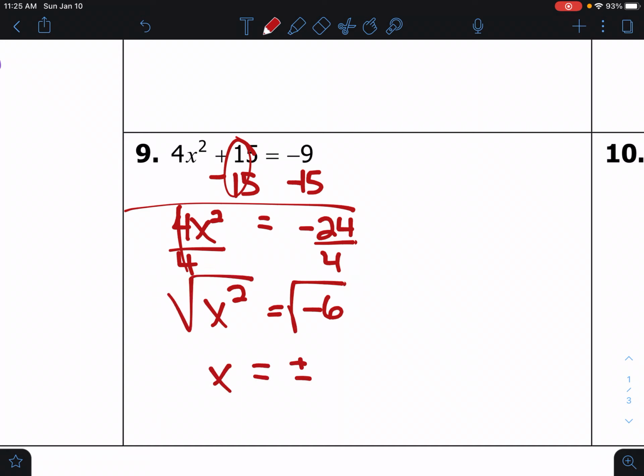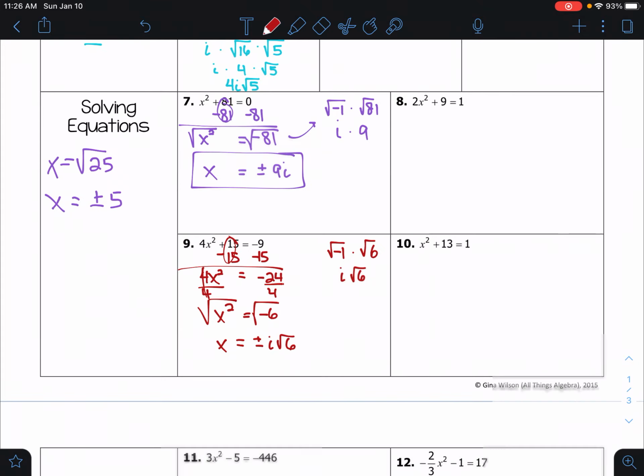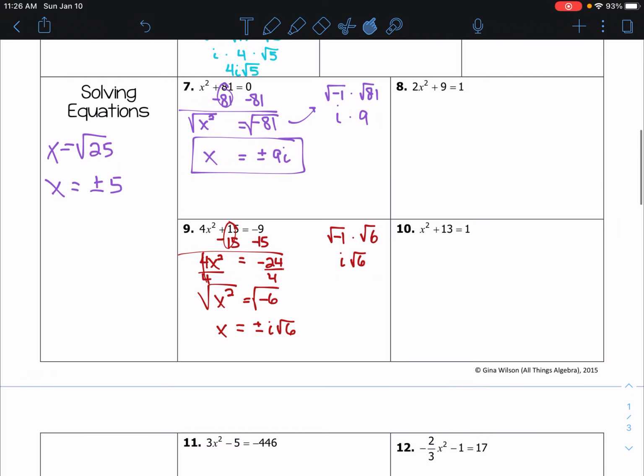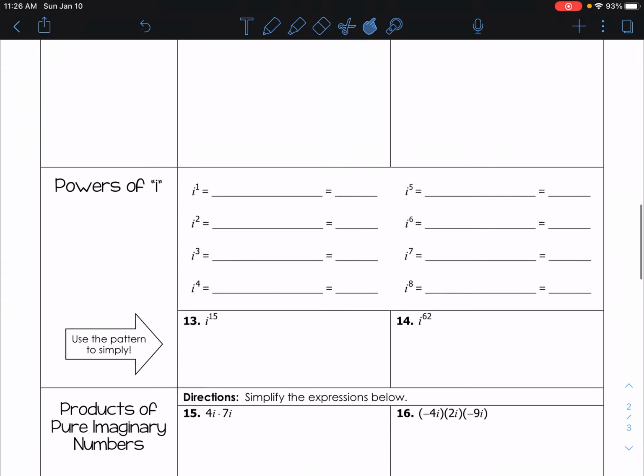I'm going to write plus or minus right away so I don't forget. Now this is going to be negative 1 and 6. Now I can't break apart 6 anymore, so this is just going to be i root 6. So there we go. I want you to try these other 8 and 9 on your own, and 11 and 12.